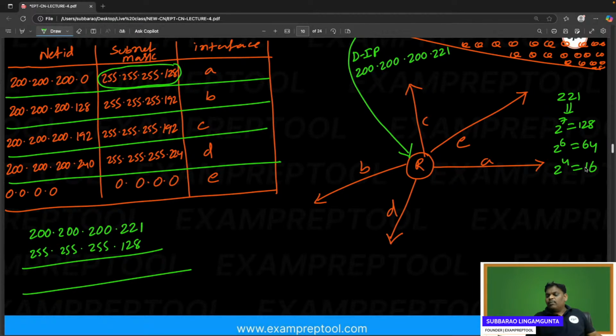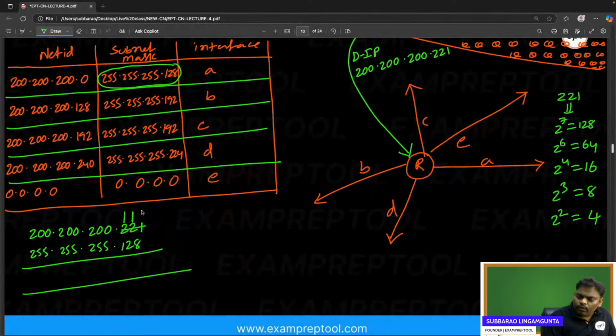From the 29, if you remove the 16, it is 13. So that is 2 cube, 8, and 2 square, 4. Actually, this much is really not required. So let me write the binary format. This 221 can be written using 2 power 7, 2 power 6 also required, 2 power 5 not required, 2 power 4 also required. 128 can be written as 1 followed by so many zeros. That is okay.